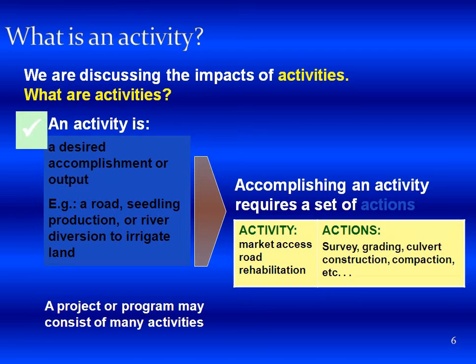So for making a road, we need to survey, we need grading of the roads, we need to make the culverts below it, we need to construct it, we need compaction, all the activities required to make the road. Why do we need a road? For accessing the market. There is a purpose. For accessing the market, you need a road, and for the road, there are actions. So a project or program may consist of many such activities, and each activity will have many such actions. So the impact of each of the actions is what is covered in EIA.